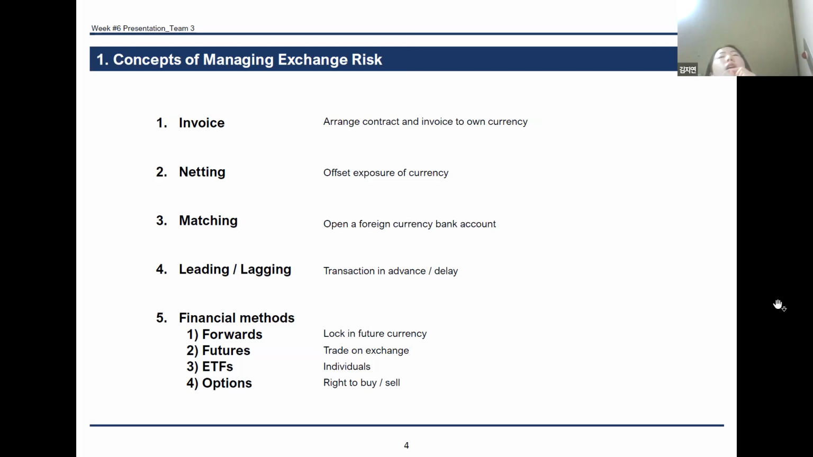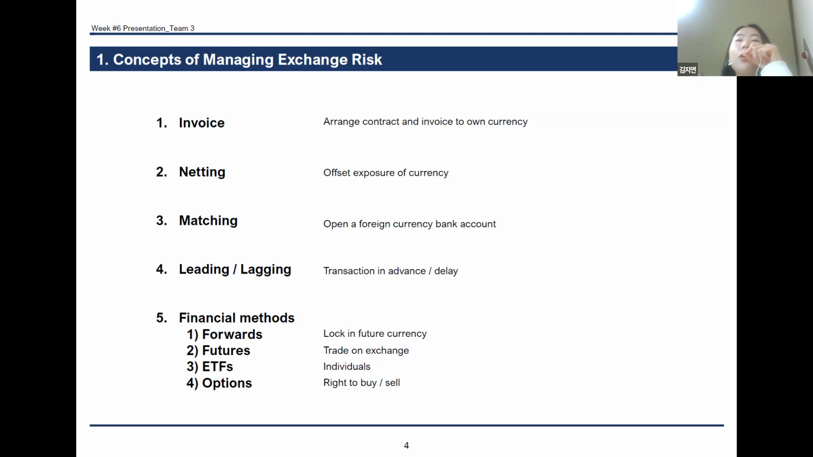Third, the matching. It is dealing with the exchange risk by opening a foreign currency bank account. So if you have a payment ongoing, you can reduce the exposed amount of risk. Next, the leading and lagging. Leading is conducting a transaction in advance, and in contrast, lagging is delaying the transaction. For example, if you deal with euro, you can elect leading when you believe euro will strengthen against your own currency, and if you know the euro is going to weaken, you will elect lagging.